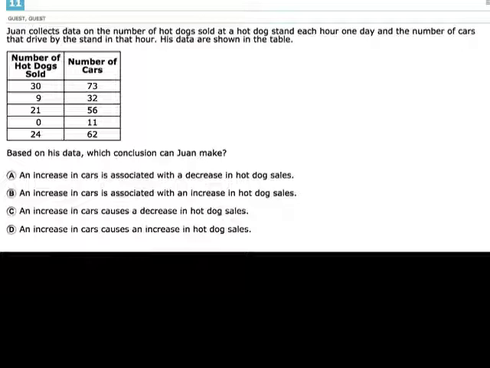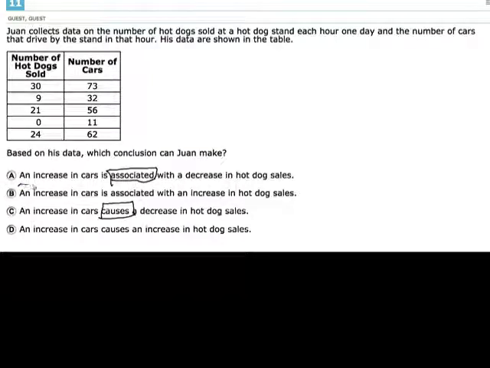Now remember, there's two things. There's causation and there's correlation. Or in this case, the answers are given to us in associated or causes. Associated means there's some kind of trend. We may or may not know what it is, but as X changes, Y changes as well. Causes means that it's a very closely correlated thing, and it's obviously that one thing is causing the other thing to happen. So first, let's see if there's even an association.